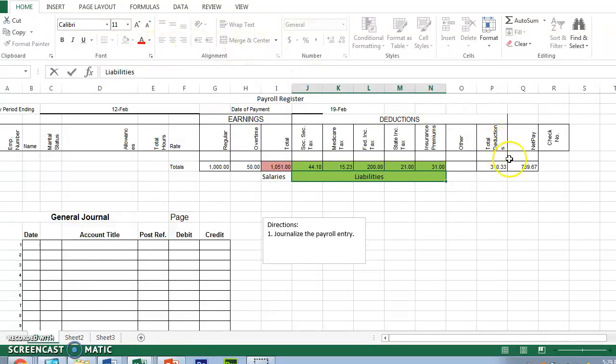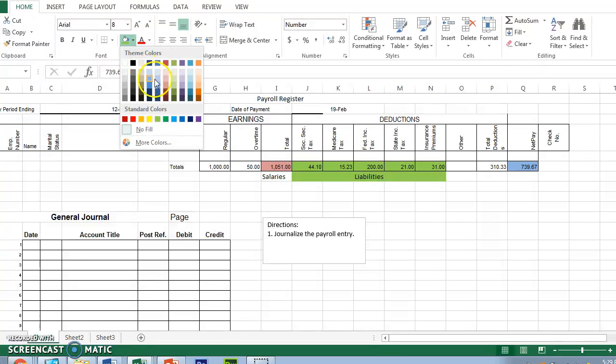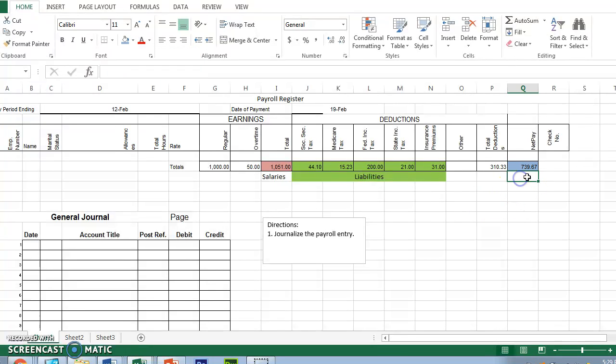So the last one that we have to look at is our net pay. For that number, if you think about all the employees that you paid, they needed a paycheck. So you wrote them a check. Once you write them a check, your cash and bank goes down. So we're going to credit our cash and bank for the $739.67. So how does this work?